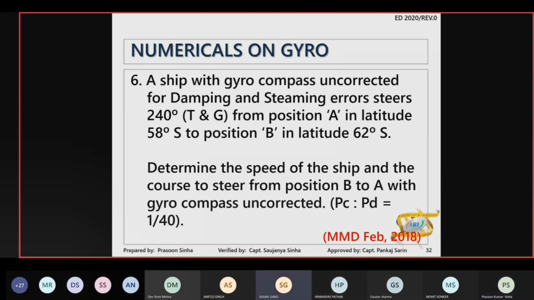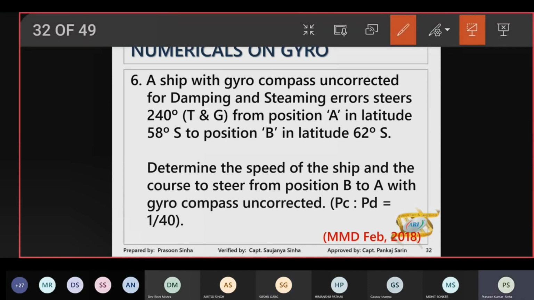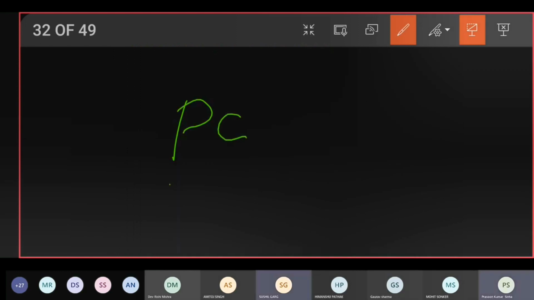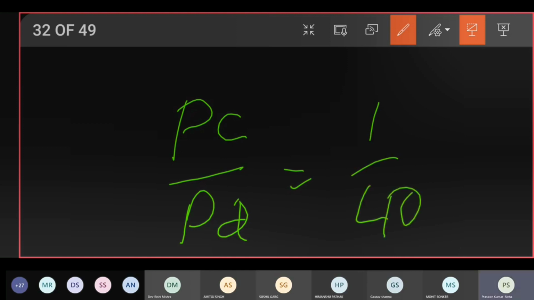Sir, in this you have given PC upon PD instead of PD upon PC, meaning the value of K we will take as 40 here. PC by PD. Okay, let's see. It should be the other way. PC by PD is equal to 1 by 40. That means, okay.